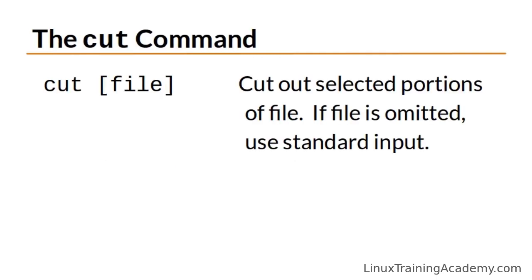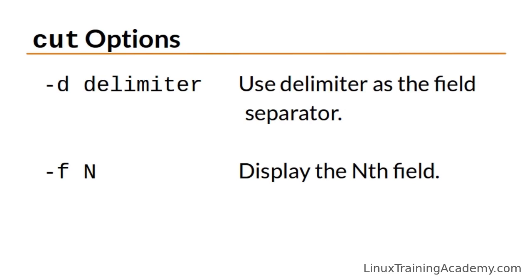The cut command allows you to select portions of a file, or to cut out pieces of a file. Like grep, if file is omitted, cut will use standard input. The -d option for cut allows you to specify a field delimiter. -f tells cut which field to display.